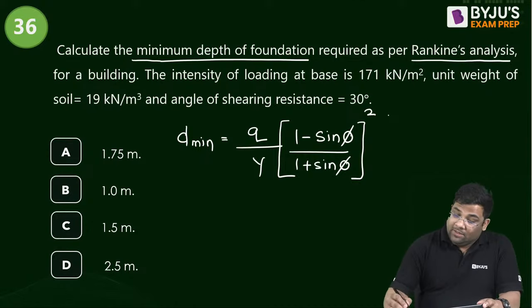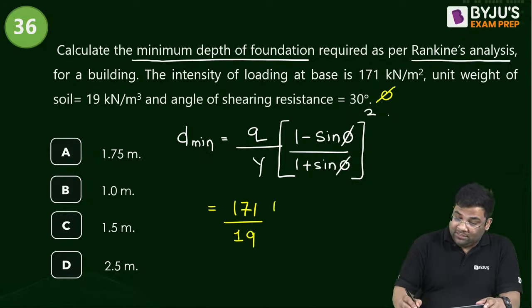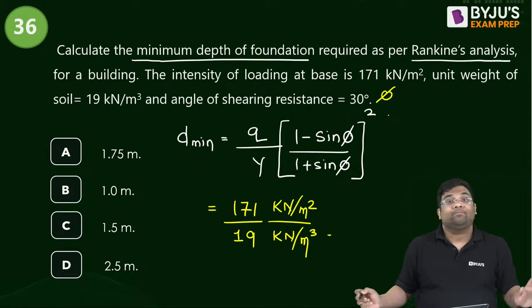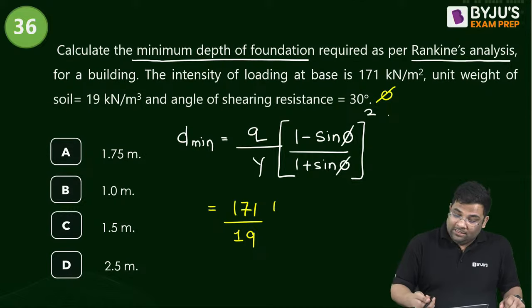So, phi is given 30. Q is given 171, and your unit weight is given 19. This is kilonewton per meter square and this is kilonewton per meter cube. So, what will happen here? Kilonewton will get cancelled and I'll get meter. And obviously, this 1 minus sine phi and all has no units.